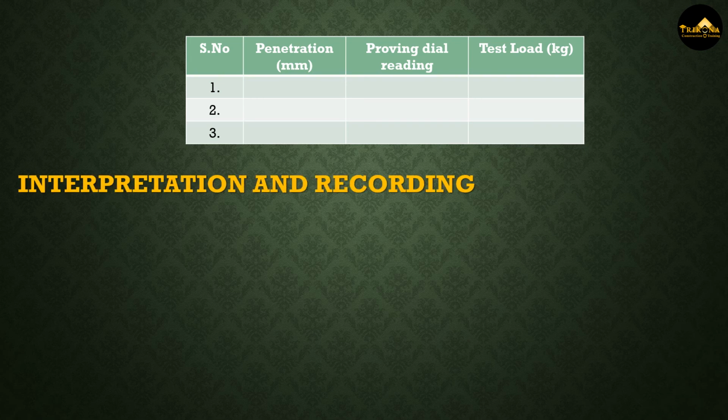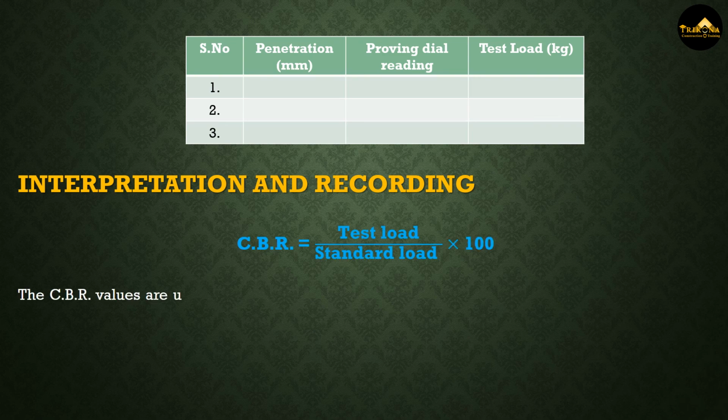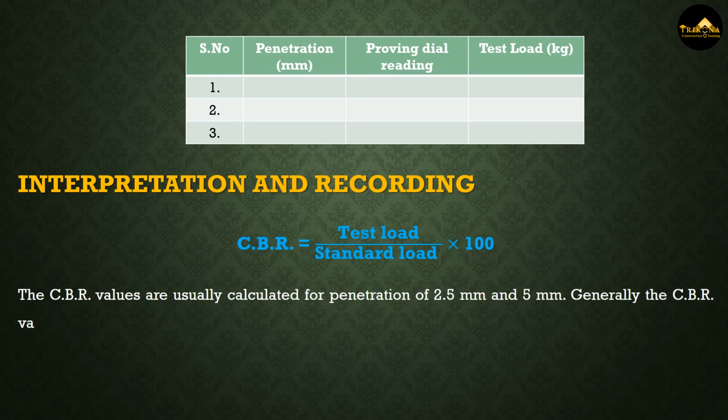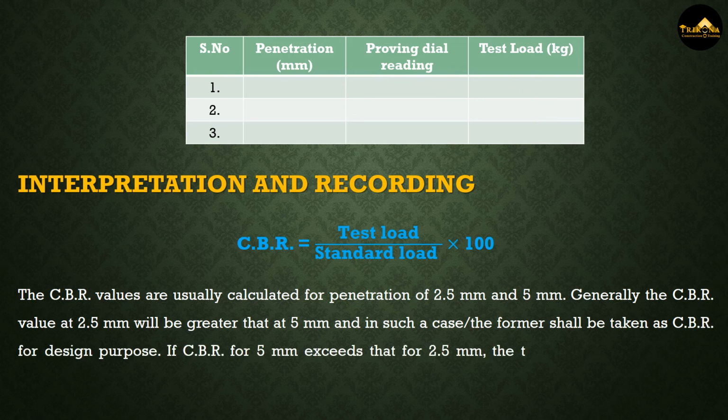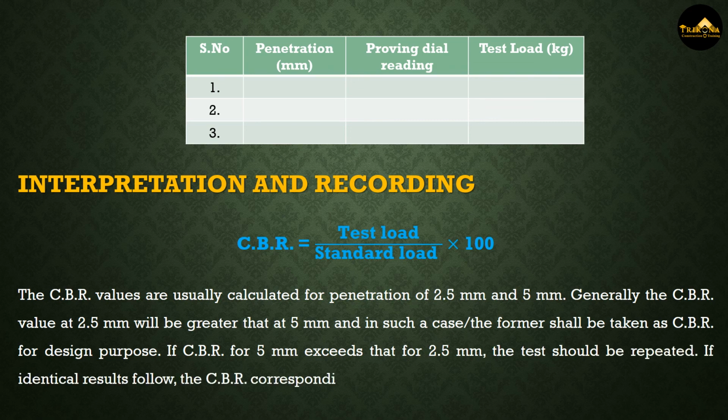Interpretation and recording. CBR equals test load divided by standard load, times 100. The CBR values are usually calculated for penetration of 2.5 mm and 5 mm. Generally the CBR value at 2.5 mm will be greater than at 5 mm, and in such a case the former shall be taken as CBR for design purpose. If CBR for 5 mm exceeds that for 2.5 mm, the test should be repeated. If identical results follow, the CBR corresponding to 5 mm penetration should be taken for design.